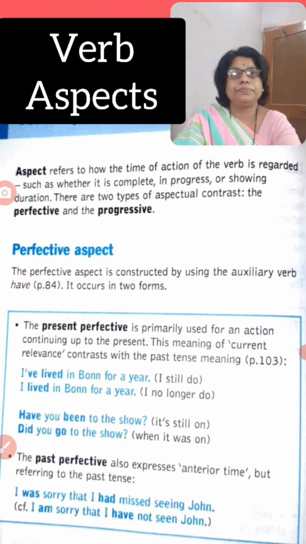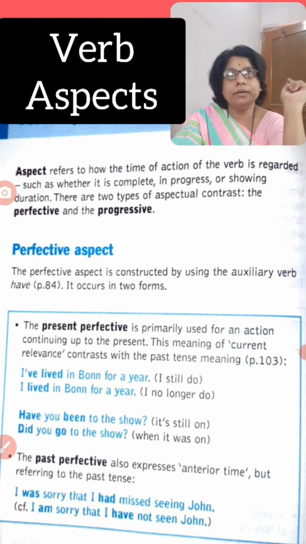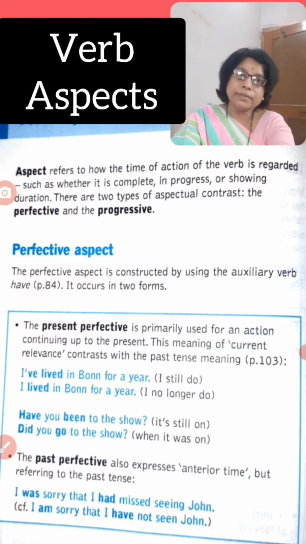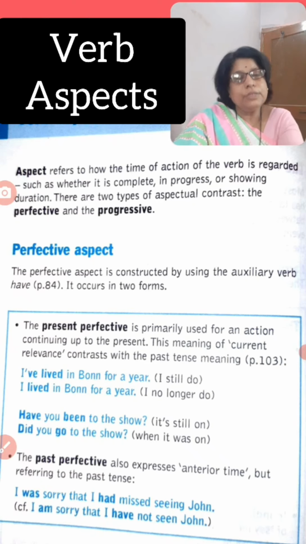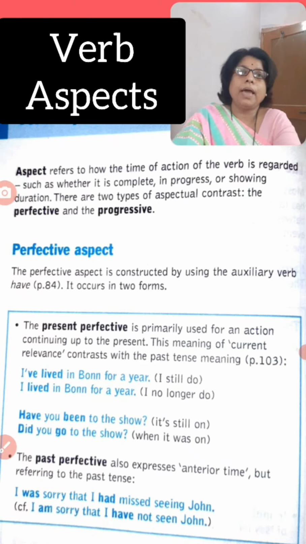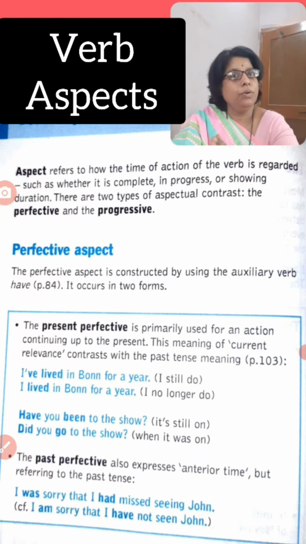Now, in traditional grammar, there is something like present continuous tense, past continuous tense, present perfect tense, or past perfect tense, etc., etc. Now, that is not actually tense, that is the aspect. So, in this video, I am going to actually introduce you to the concept of aspect in English grammar, which is related to the verb.